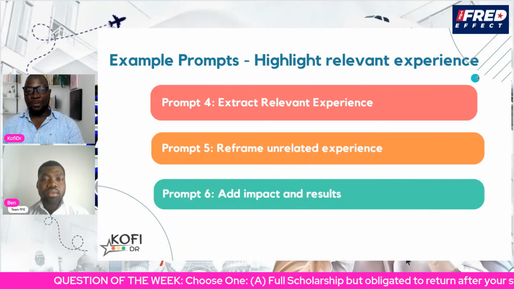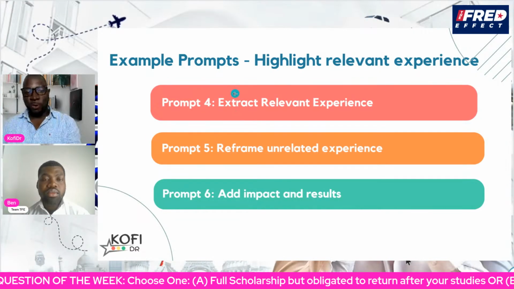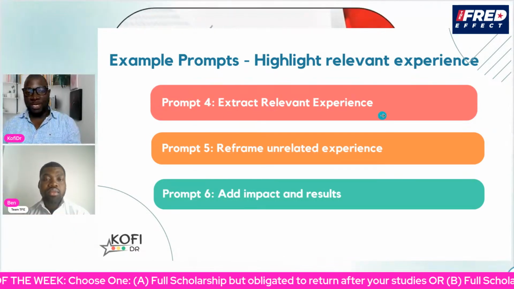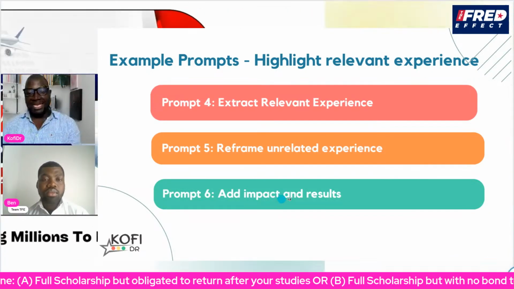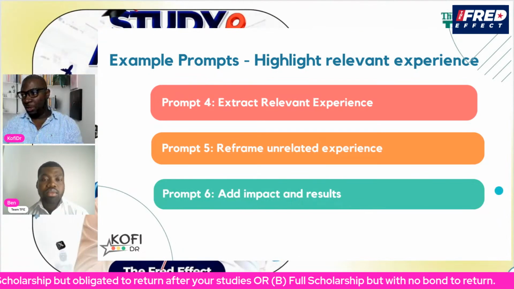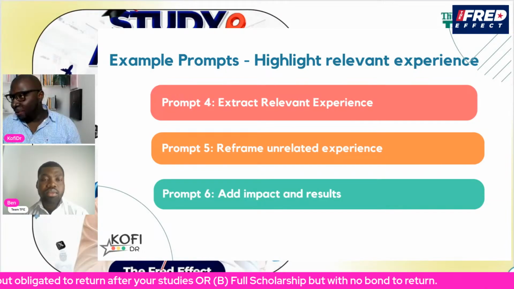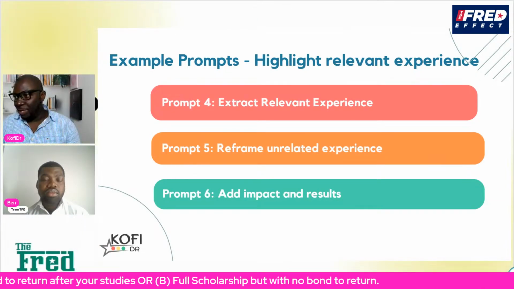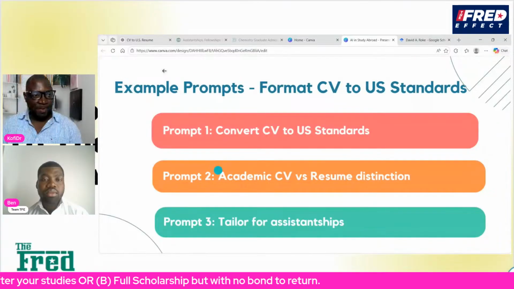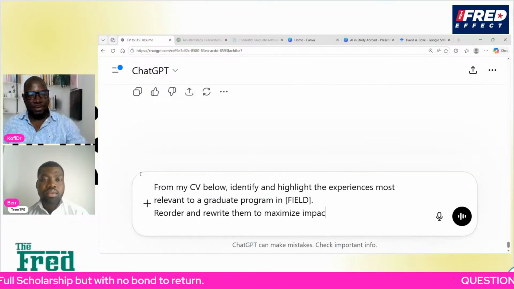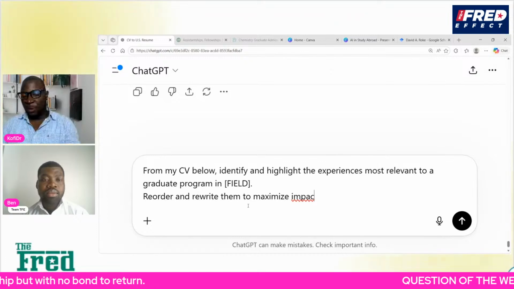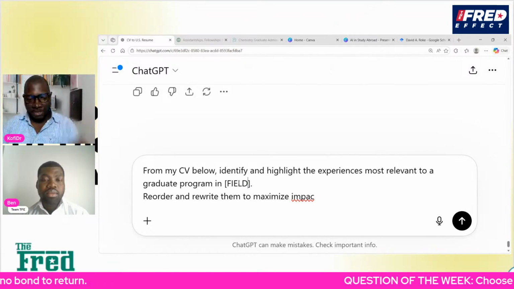Now we will go on to how you would be able to use that to highlight your relevant experience. So with prompt 4, you should be able to extract relevant experience, reframe unrelated experience, and add impact and results. So I have all this here. I will go through it quickly. I don't want to go past 3 hours, so I will just rush through this now. So from my CV below, so it means you would have your CV pasted.